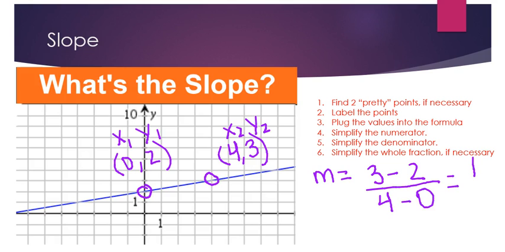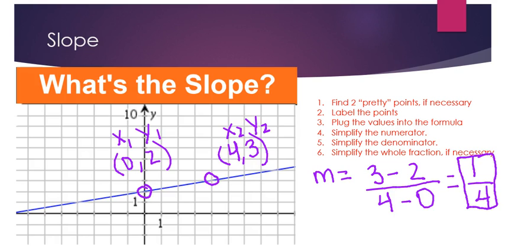3 minus 2 gives me 1. 4 minus 0 gives me 4. So my slope is 1/4. Okay? If your fraction can simplify, you need to simplify it. Okay? Now, this is how you can do it when you're given the ordered pairs.